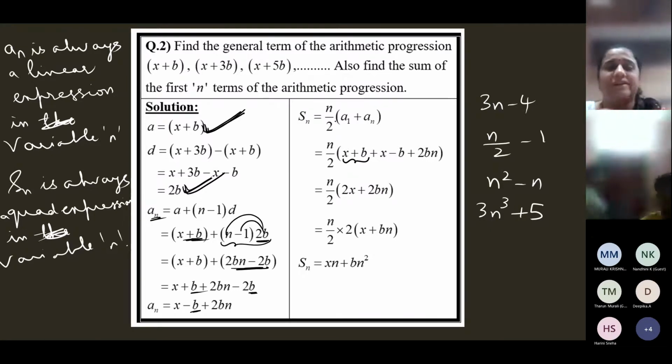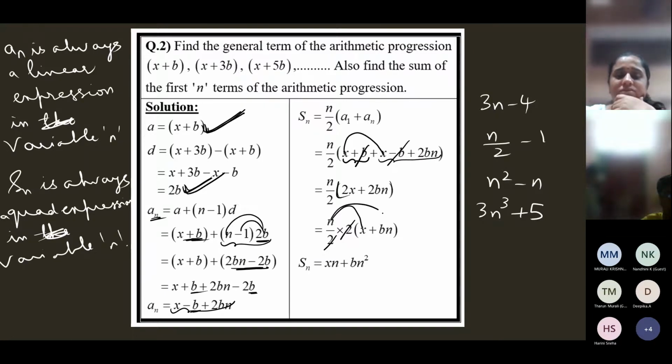Because if it is S10, it is A10. If it is S100, it is A100. Then for Sn, it will be an. And an we already found here. So put that. This is an, x minus b plus 2bn. That's an. Then like terms, you know, x and x is 2x. This gets cancelled. And that 2bn. Now in this bracket, 2 is common. Bring it out. 2 and 2 get cancelled. Now n into x is xn and this one is bn squared.